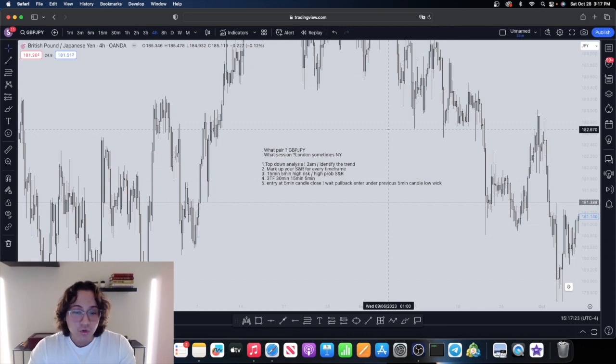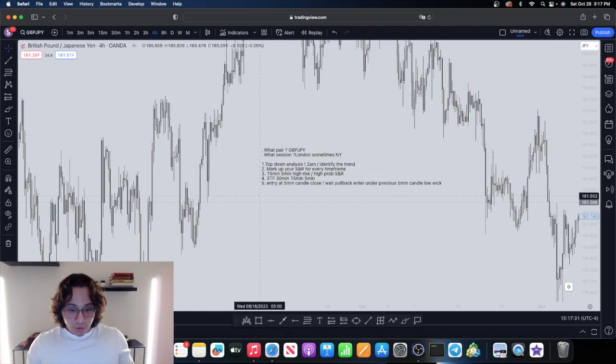And whenever you are doing your top-down analysis, your job is to identify the trend. Is the trend heading to the upside or is the trend heading to the downside? Step two, you are going to do this every single time. You are going to mark up your support and resistance for every single time frame. Now, I'm not saying to mark up support and resistance from the past, from the years, from the week. I'm saying mark up your current support and resistance.